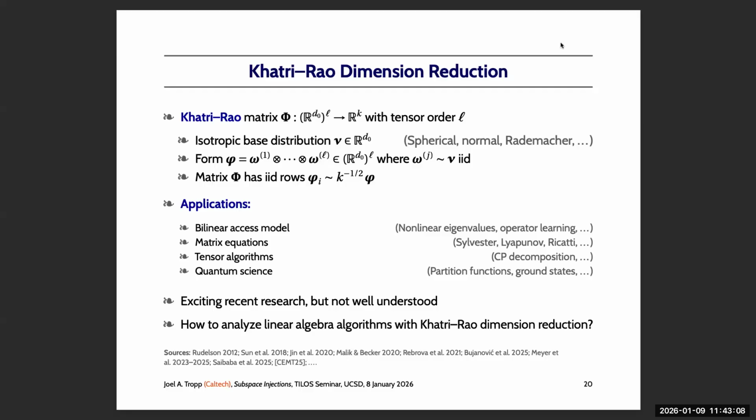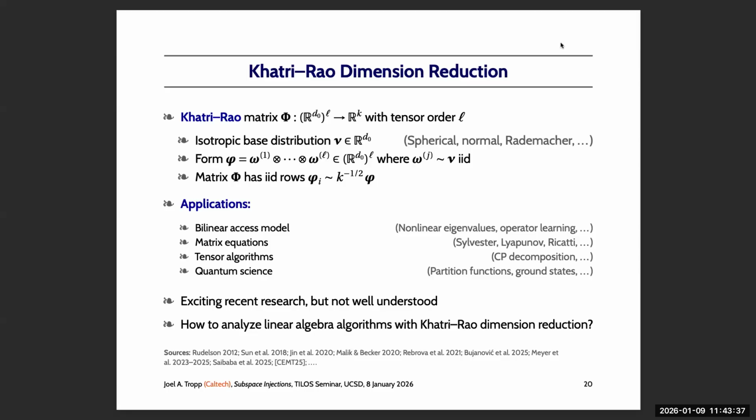So there are a ton of applications of things like this. As you may imagine, it's extremely useful for problems in quantum chemistry and quantum information science, because these naturally lead to tensor product structured operators, which are exponentially large. Okay. So there's a lot of exciting recent research on this kind of tensor dimension reduction, but it's simply not well understood yet.